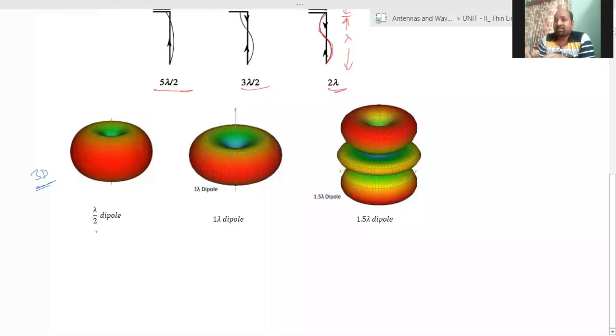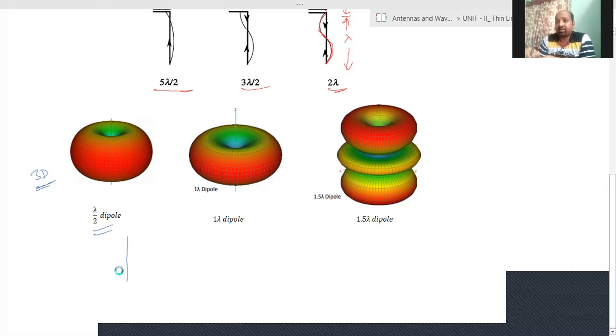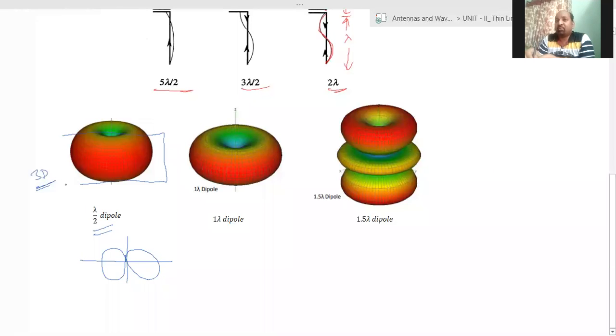So this is the radiation pattern of lambda by 2. Earlier I drew the 2-dimensional radiation pattern like this, and it is the same. That means a cross section. If you insert a plane here, the radiation pattern looks like this, a cross section.